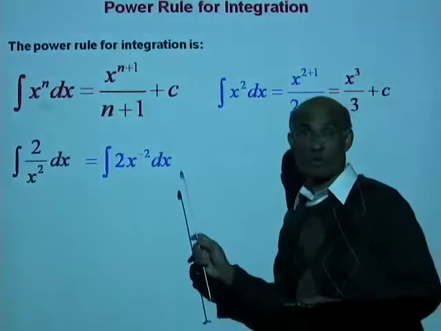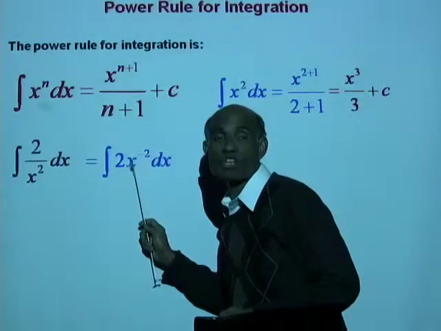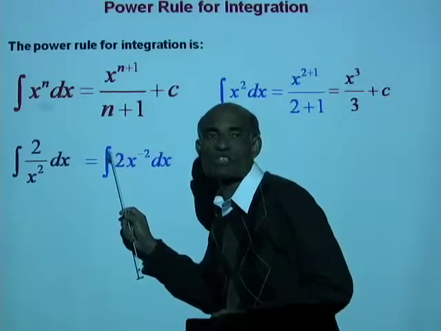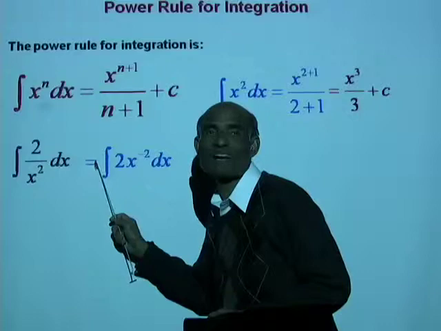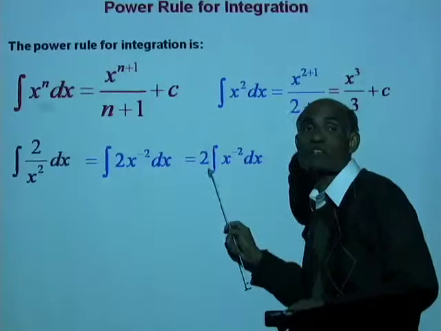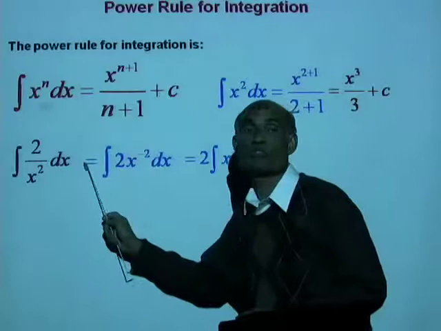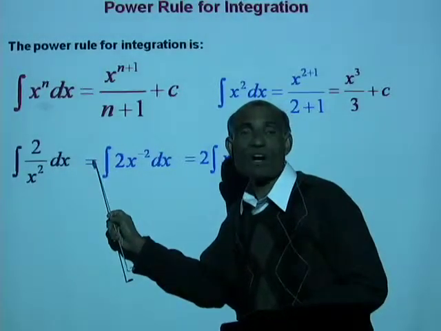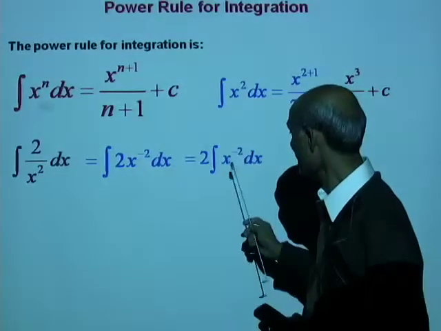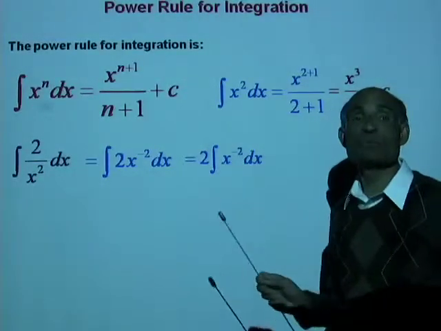Now, one thing you must always know and practice: whenever you want to integrate a quantity, and that quantity is multiplied by a constant, you can take that constant and put it outside the integration sign. So this is actually the same as 2 times the integral of x to the power of negative 2 dx. Always practice this. Remove the constant and take it out of the integration because the constant will not change. Now, use the power rule to integrate x to the power of negative 2 dx.